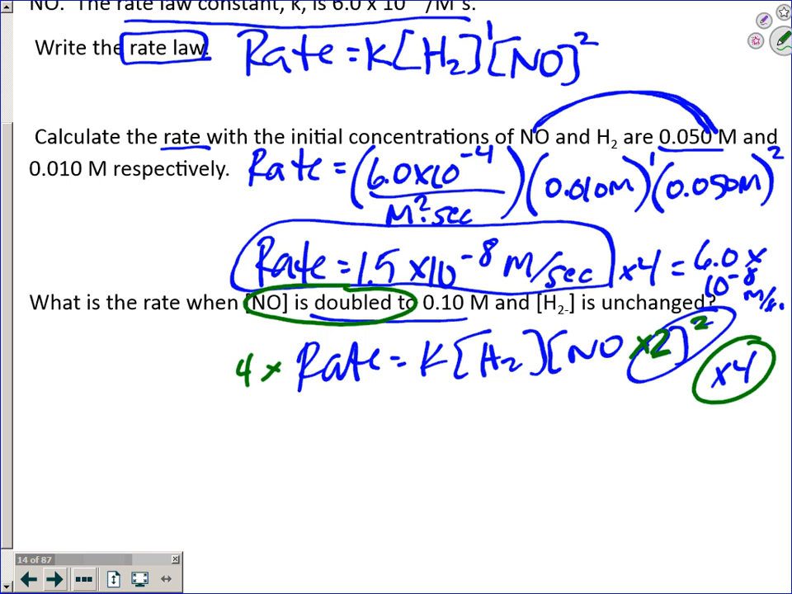up here. So we solve for the rate here. I then just multiply this rate by 4 to give me 6.0 times 10 to the negative 8. You also could just replug everything in. This one only changed one variable, so I just did one change here.